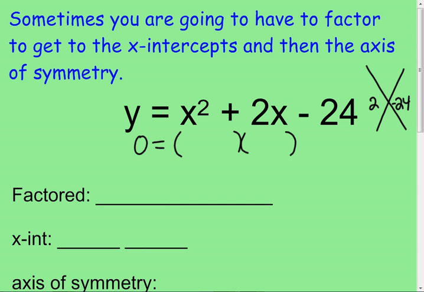Now, if you don't know what multiplies to give you 24, but adds to give you 2, write out the factors. 1 times 24, 2 times 12, 3 times 8, and 4 times 6. Which one's going to give you the 2? 6 and negative 4, because when I add them, I have to get a positive 2. It's a really nice little method.